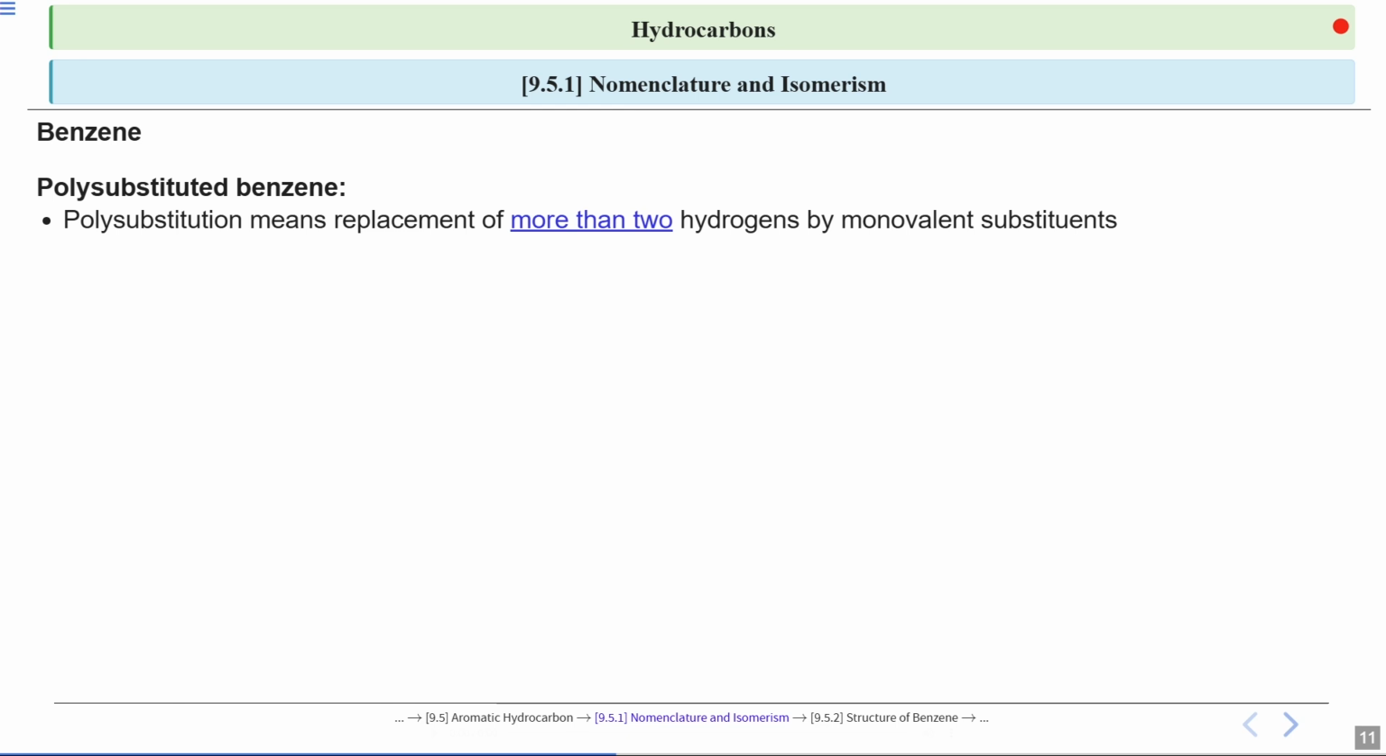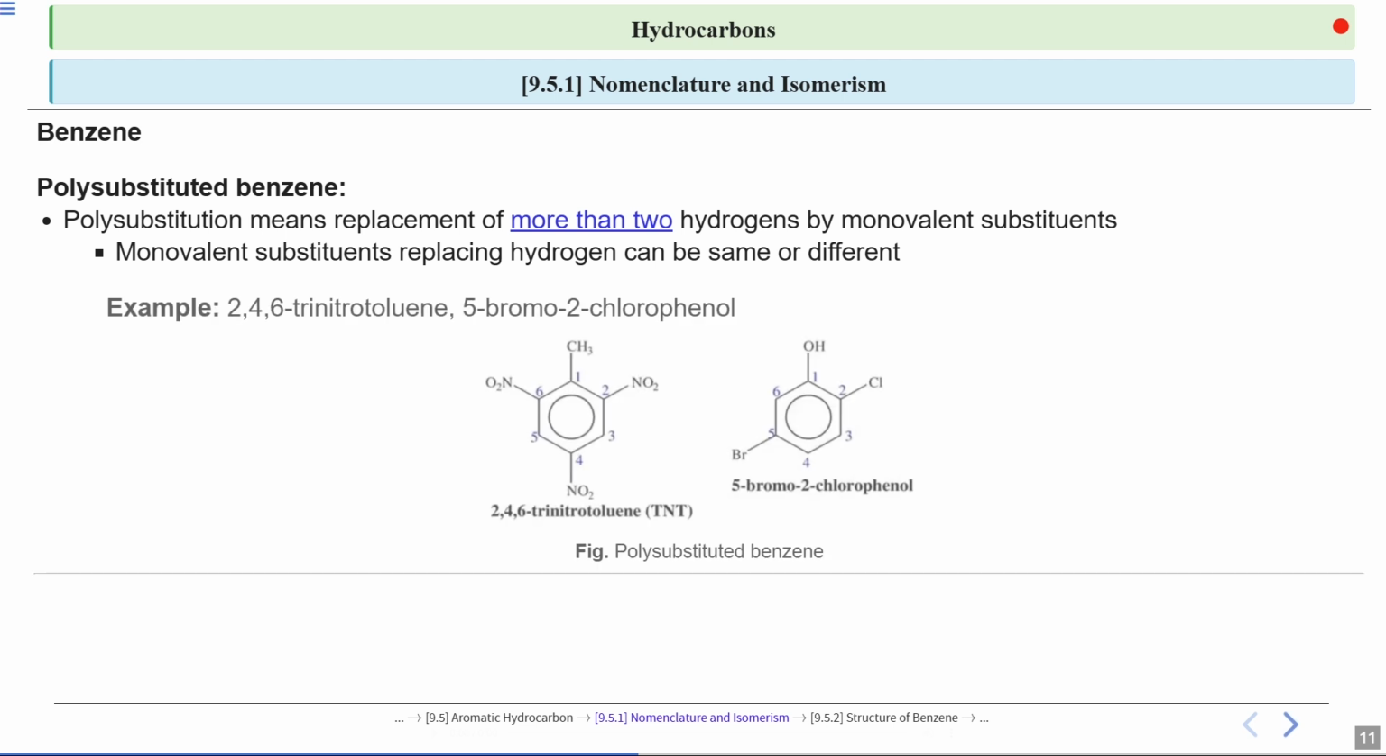Polysubstitution means you are replacing more than 2 hydrogen atoms in a molecule with a different monovalent substituent. Basically, monovalent, as I said, means they can form only one bond, same like your hydrogen. This change can significantly alter the molecule's behavior and reactivity. Now, monovalent substituents replacing hydrogen can be same or different. Again, all the substituents can be same or they can be different.